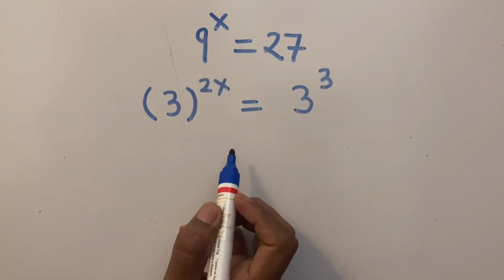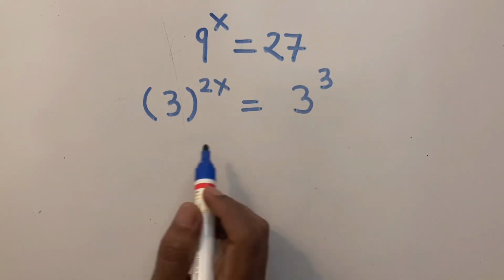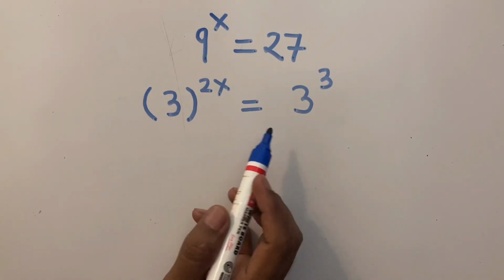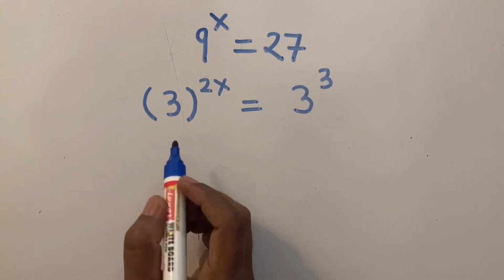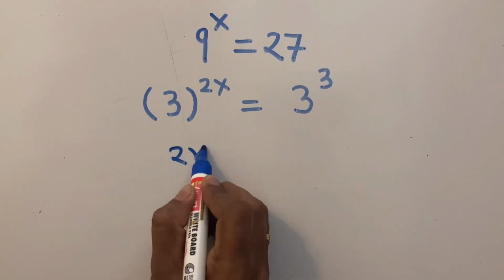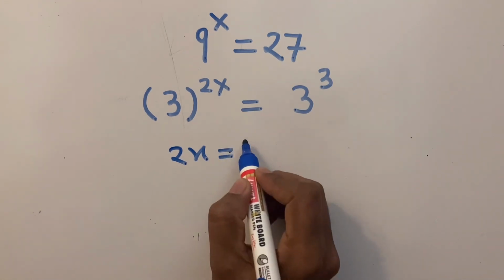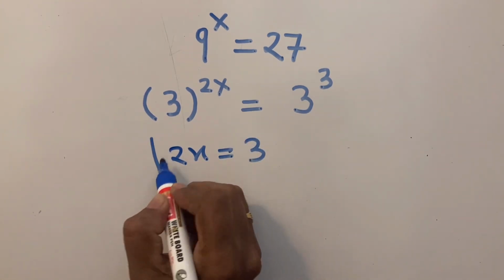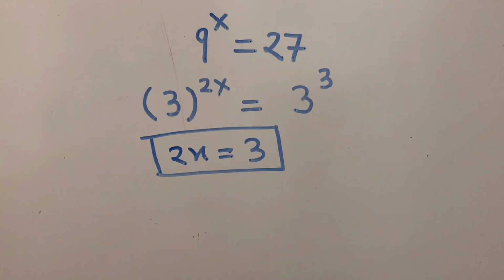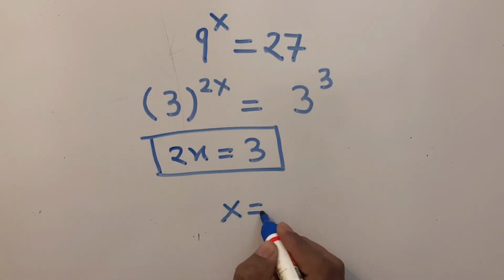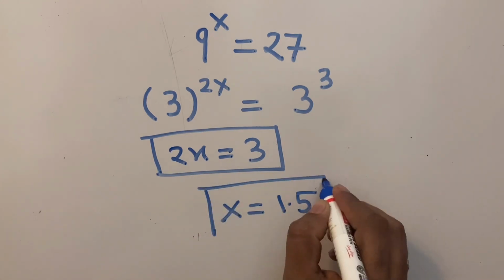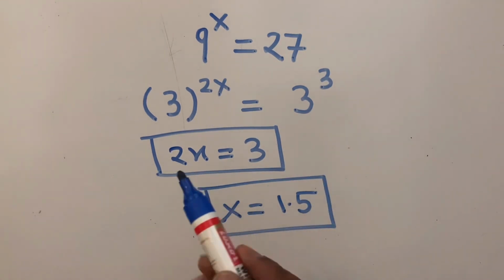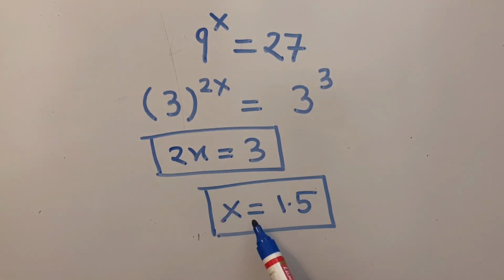For this equation, the bases of the exponents are also the same on both sides of the equation. So after comparing their powers, we can write 2x equals 3, or x equals 1.5. So for this question, x equals 1.5 is the correct answer.